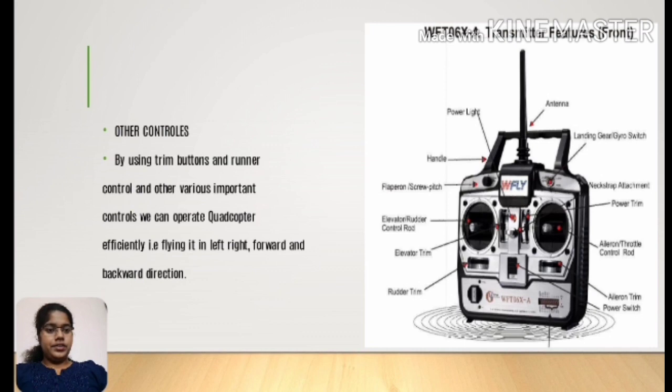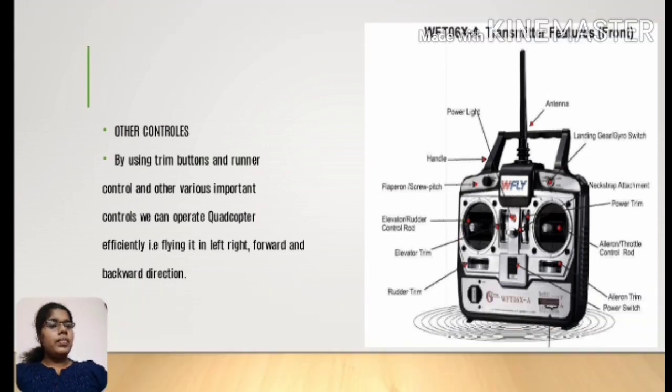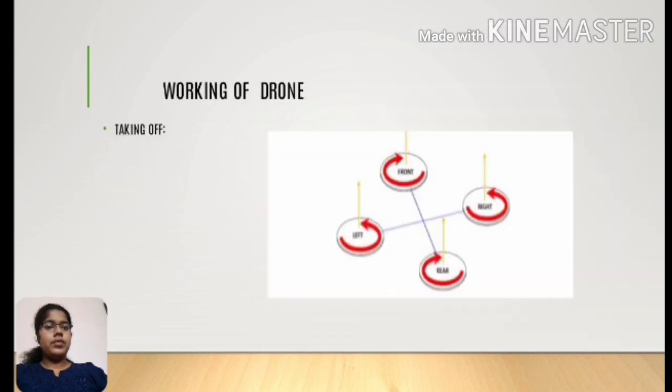Here we have two channels, this elevator channel and another is this throttle channel. As we increase the elevator channel, means as we move this elevator rod in the forward direction, the speed of the motor is increased. Accordingly, the speed of the propellers is increased. So let us see the taking off of the drone.